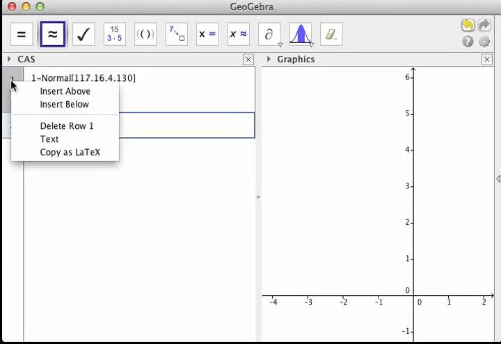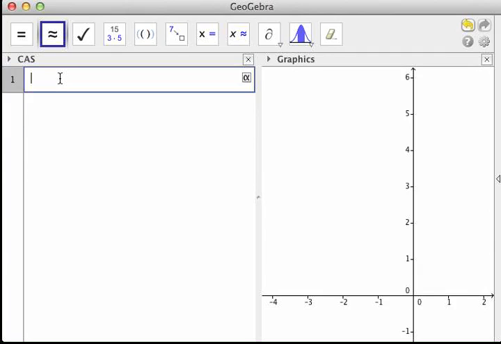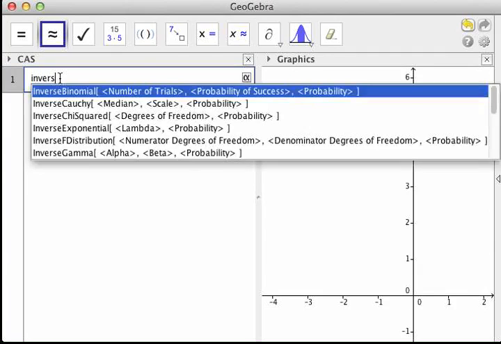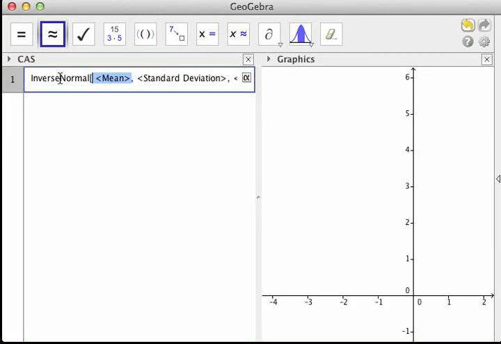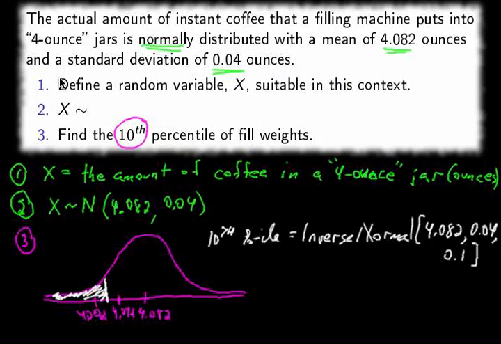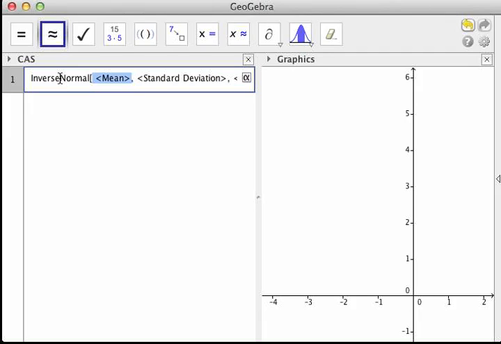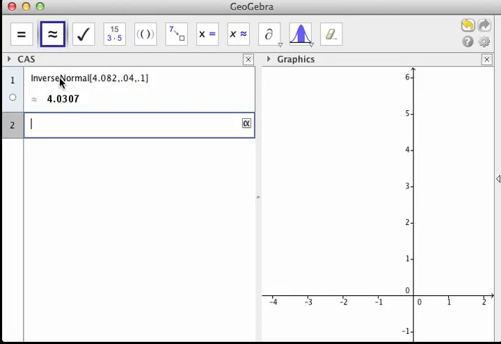GeoGebra, okay, that's from last time, we can get rid of that. So we want inverse normal with a mean of, what was the mean? Let's see. The mean was 4.082. The standard deviation is 0.04, and the probability we're looking for is 0.1. So 4.0307.